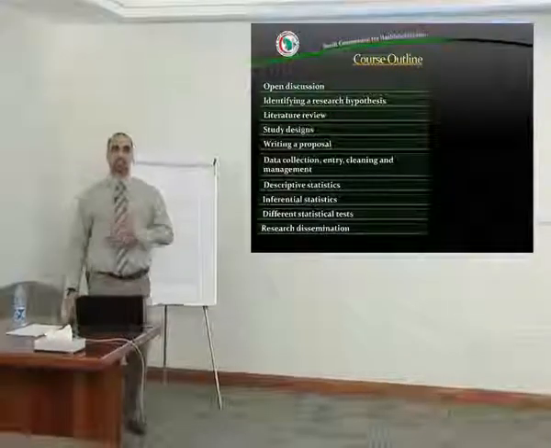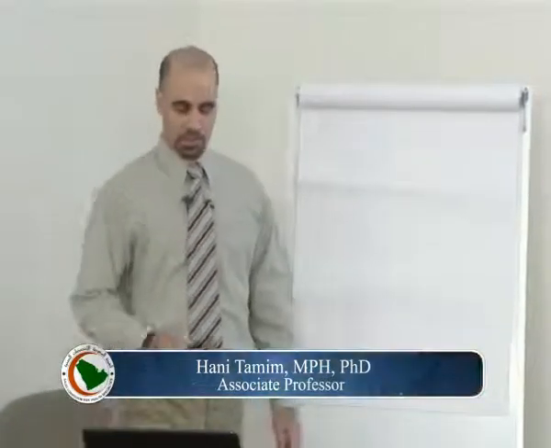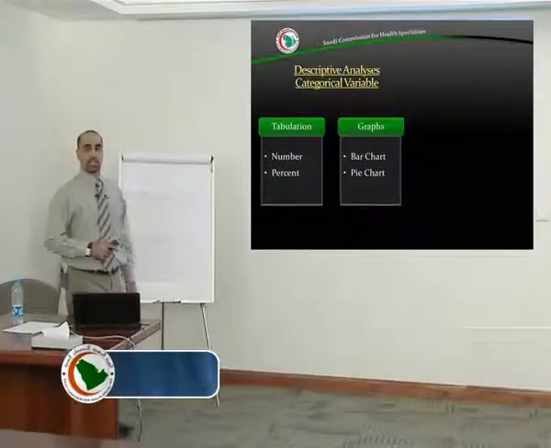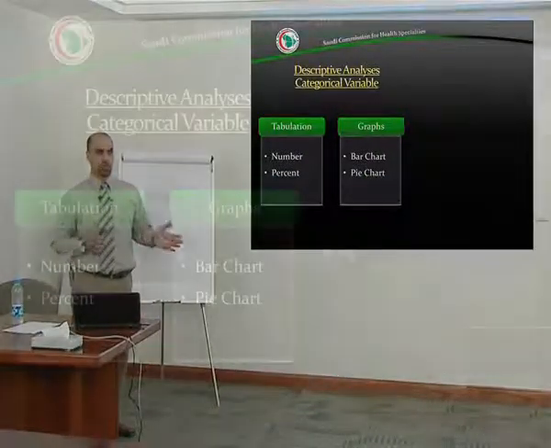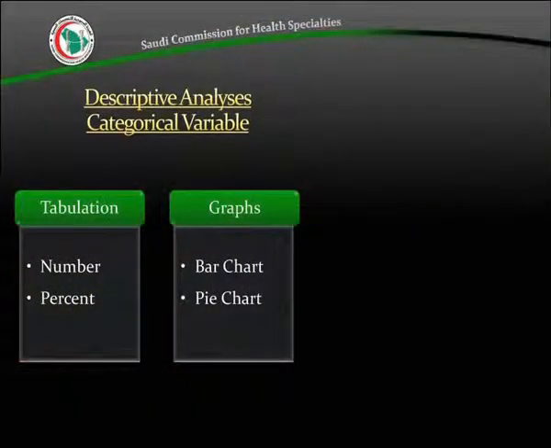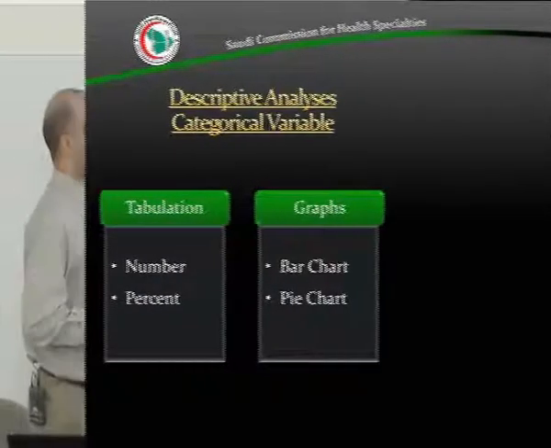Okay, so the next part is to talk about the descriptive statistics, which, as we said, is to describe the main findings and the results. As we said, most of the analyses that we do could be differentiated for categorical or continuous data. For categorical variables, what we can do for descriptive purposes is tabulation and graphs.